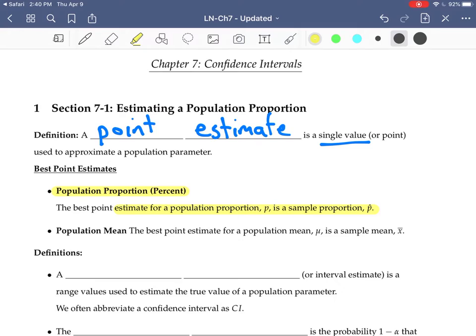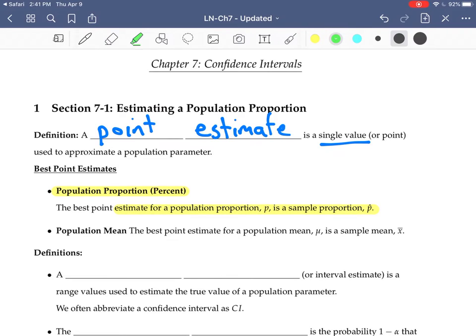So if we want to know what percent of the population is in favor of candidate A, we could take a sample and say, well, we know in this sample that 47% is in favor of candidate A. And so from that, we could say I would guess then that 47% of the entire population is in favor of candidate A. Now, that's probably not the exact answer, but if I can only choose one number, that is the best point estimate if we only get a single value.